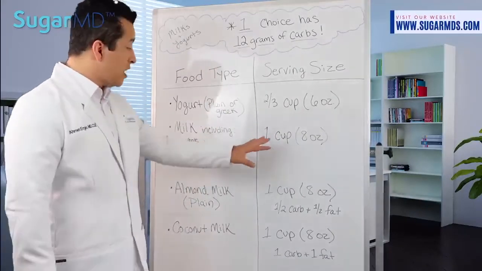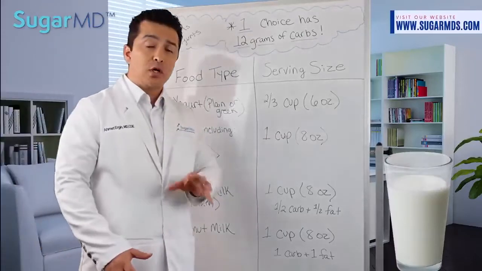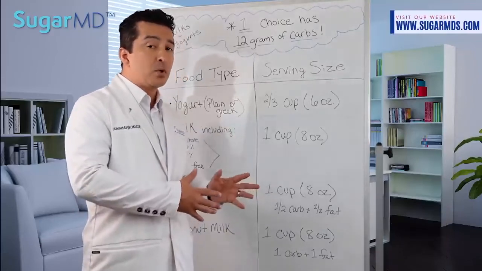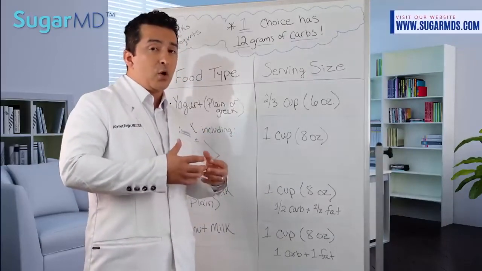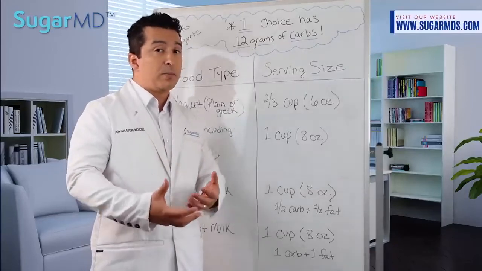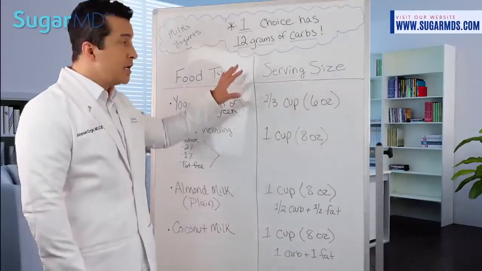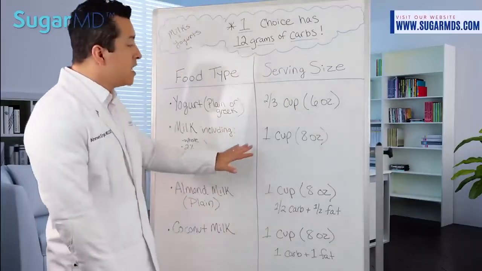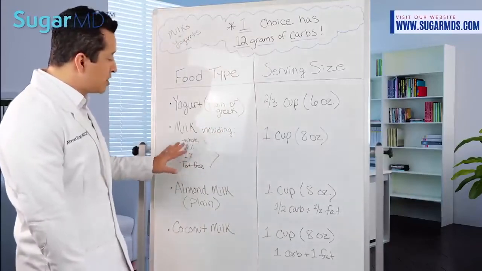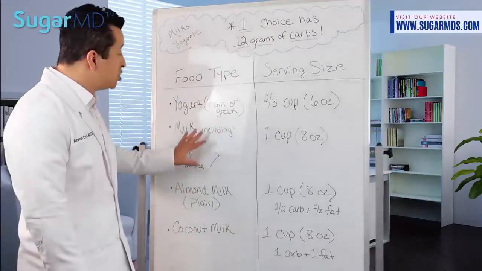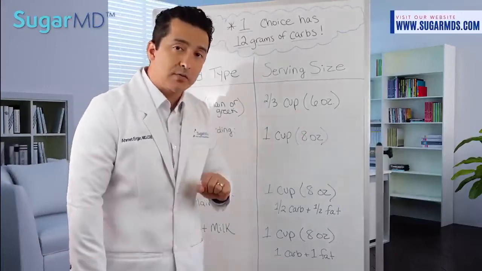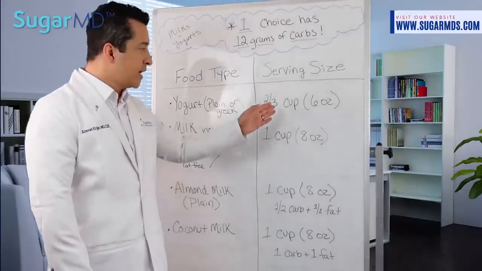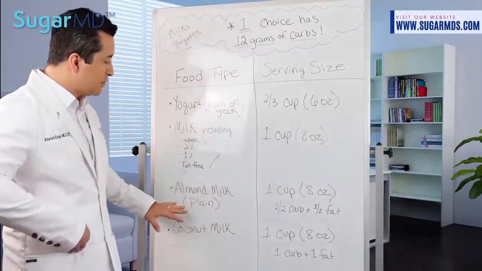Now, since 1 cup of milk is around 12 grams, one choice of dairy products is typically around 12 grams of carbs. Now remember, we have been talking about one choice of a carb or one serving is typically 15 grams for pretty much everything else. But when it comes to dairy, it is 12 grams of carbs for one exchange, for one serving, whatever you call it. So 1 cup of milk, 2%, 1%, doesn't matter. The fat content can change, but the milk is milk. 1 cup is around 12 grams. When it comes to yogurt, 2/3 of a cup, since it's denser, you're going to get less with the yogurt. 2/3 of a cup is going to be 15 grams.